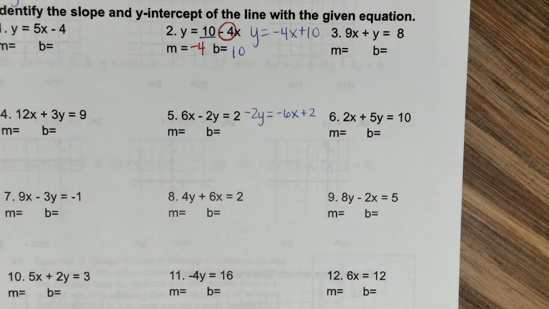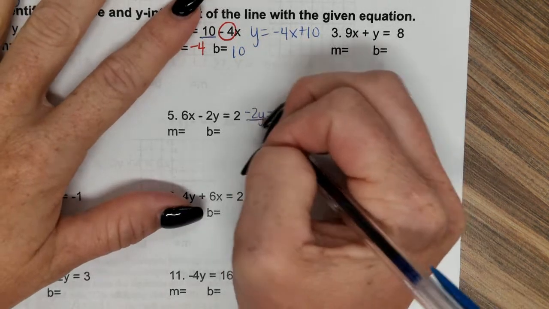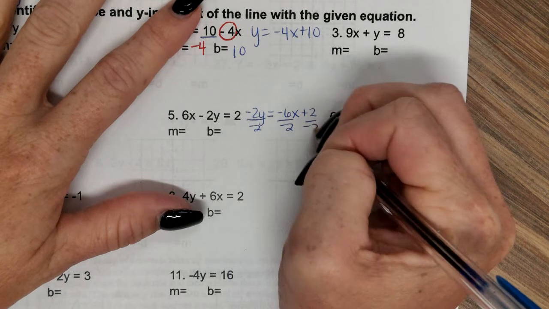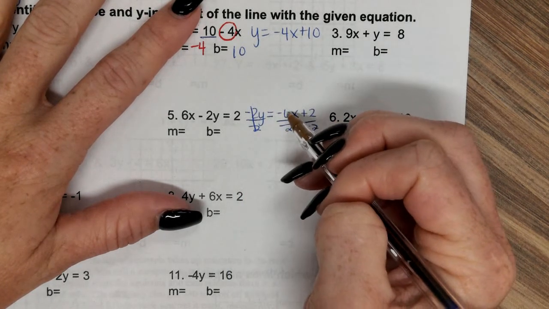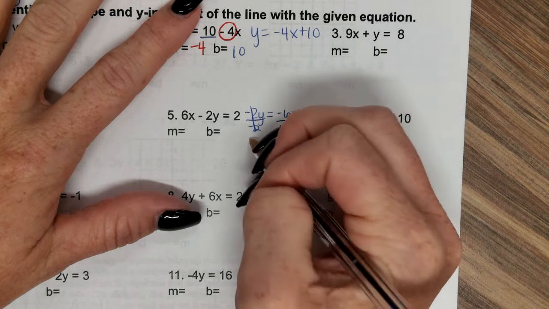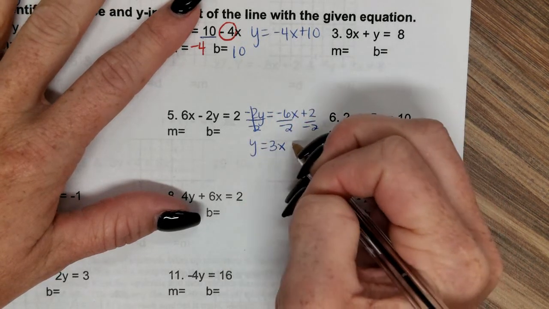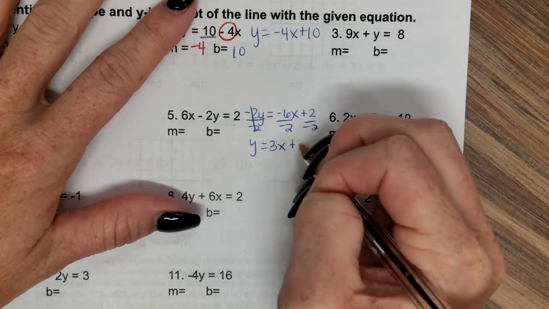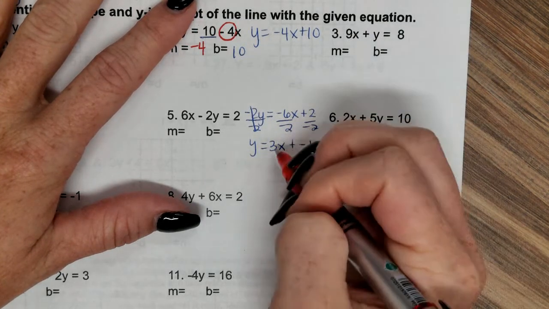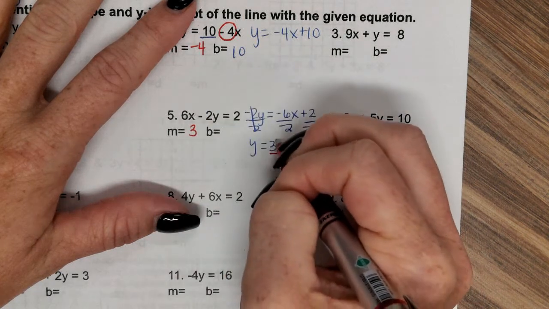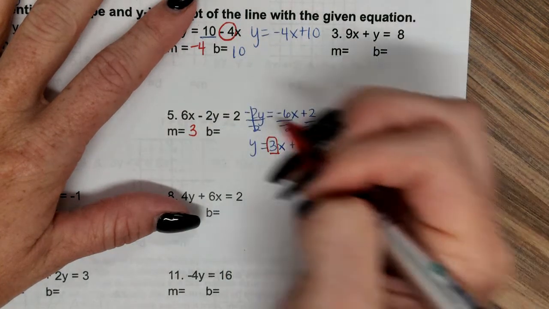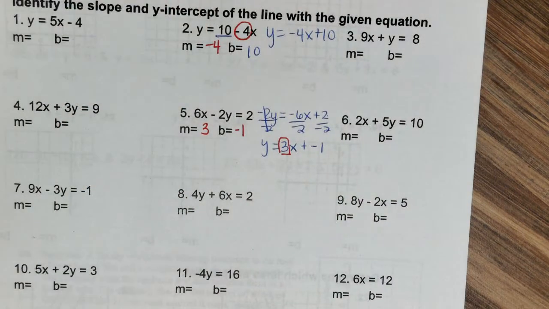If you need to show your work on a separate sheet of paper, then that's definitely an option for you. I'm going to divide everything by -2. So I have -6 divided by -2, which is positive 3x plus, what's 2 divided by -2? All right, so my slope is, which one's in the slope spot? 3. What's my y-intercept? -1. Does everybody understand how to do this part? If there is no plus b, then the b is 0.